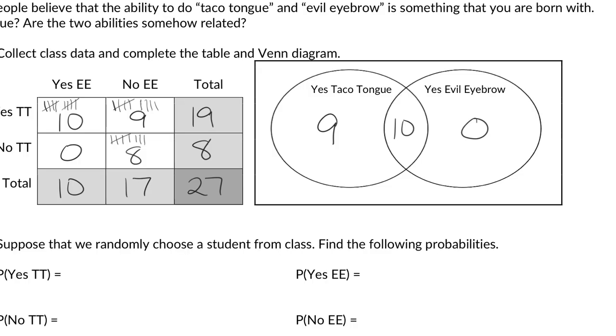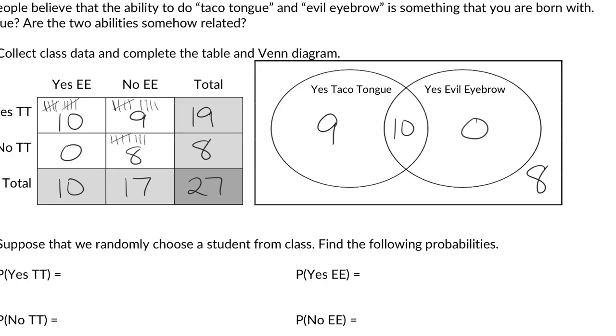And this Venn diagram isn't just the two circles overlapped. My entire sample space is the rectangle containing the Venn diagram, which means my 8 people who couldn't do either of them, you get to be on the outside. You're still included. You're in the rectangle. You're on the outside of the abilities, but you're still in the sample space.